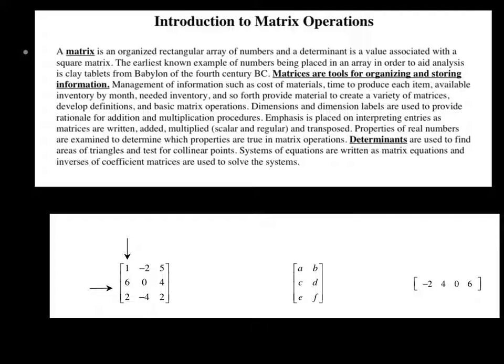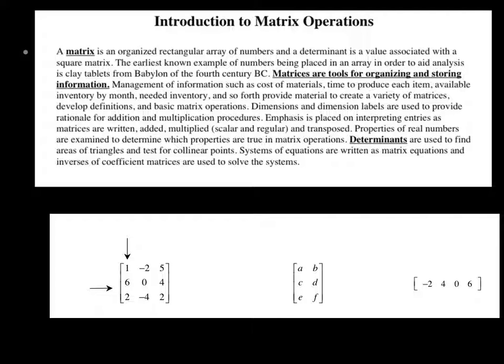Develop definitions and basic matrix operations. Dimensions and dimension labels are used to provide rationale for addition and multiplication procedures. So emphasis is placed on interpreting entries as matrices are written, added, multiplied, and transposed. Properties of real numbers are examined to determine which properties are true in matrix operations. Determinants are used to find areas of triangles and test for collinear points.